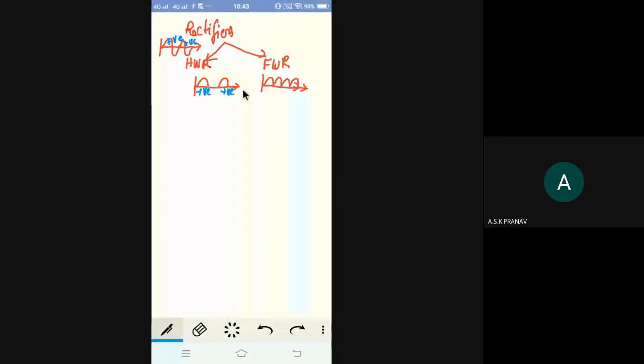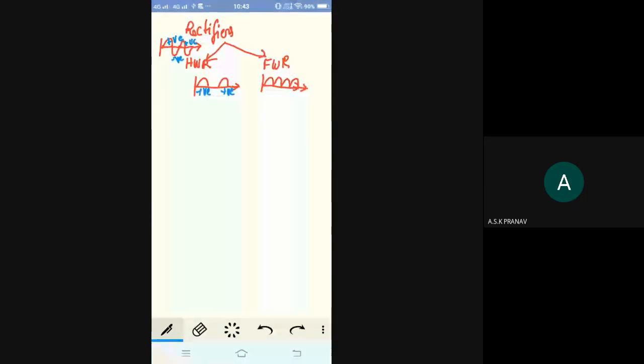So, a half wave rectifier gives only positive half cycles. It means only the positive half cycle of the input waveform is converted into pulsating DC in a half wave rectifier. Whereas in a full wave rectifier, both positive and negative half cycles are converted. See here, it is a negative half cycle. That negative half cycle is also converted into pulsating DC in a full wave rectifier. This is the main difference between a half wave rectifier and a full wave rectifier.